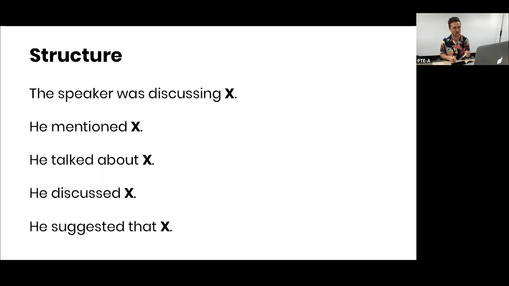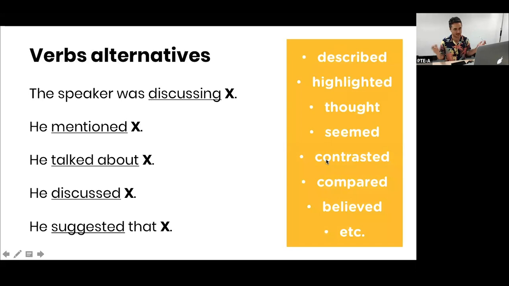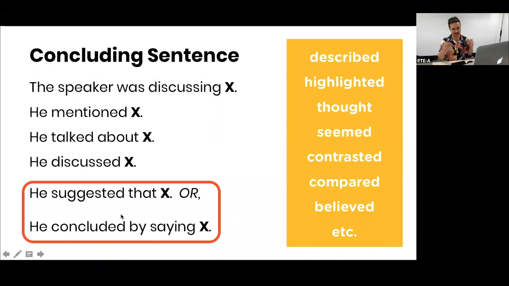Of course, you can expand upon this. This is just a basic framework. You can change the verbs. He compared, for example, that's fine. You can use that if you want. You can add in addition to blah, blah, blah. You can combine them into two sentences. It's up to you. Here's some other verbs. He highlighted, described, thought, seemed, contrasted, compared, believed, etc. So feel free to change the verbs. But really, these X's become your keywords. And for the conclusion, he suggested that, or he concluded by saying da da da da da.